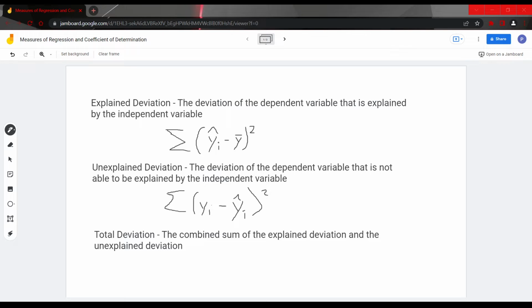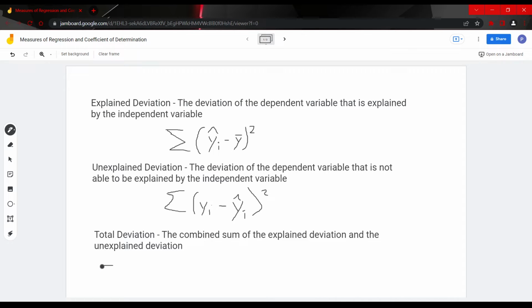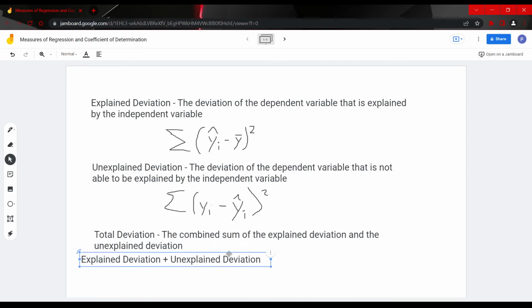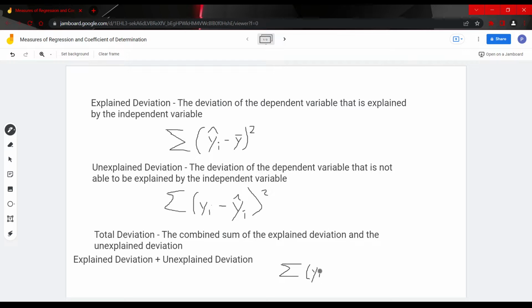The total deviation, you can calculate it in two ways. If you already know the explained deviation and unexplained deviation, you can simply add them. Let me just use the text format actually. So this could just be the explained deviation plus the unexplained deviation. This is one way you can calculate it, assuming that you already know the above deviations. If you do not know those, however, you can calculate it by the sum of each individual y value subtracted by the mean of y, squared.